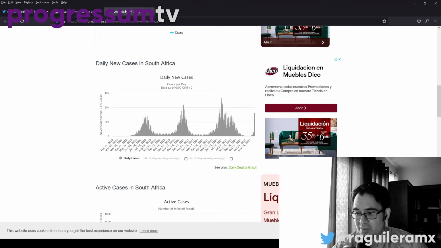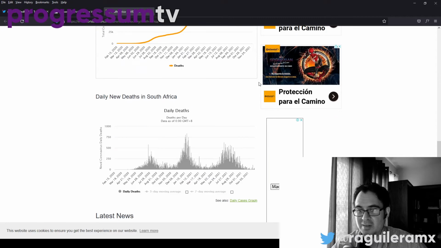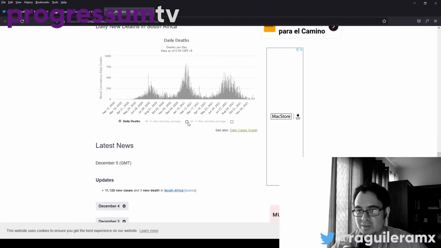This is the numbers for South Africa. This is the number of daily new cases. So you can see the spike is absolutely massive. But let's look at the deaths. There's still just no evidence whatsoever of a spike in deaths.